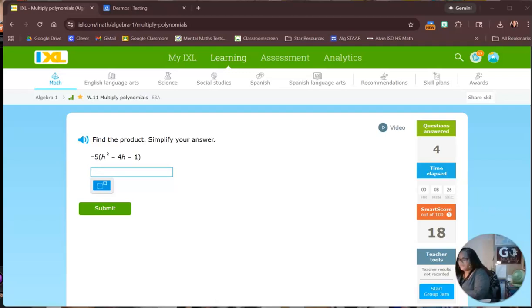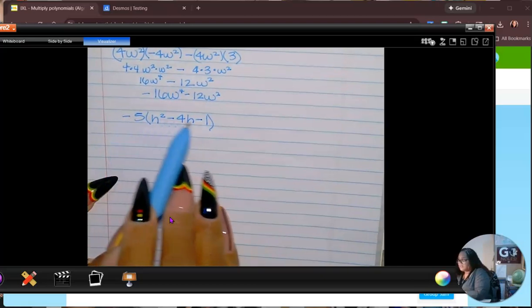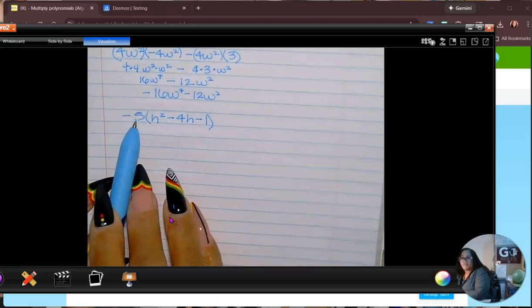Okay, we're still on 5/8a. Now we're doing negative 5 times h squared minus 4h minus 1. So I've got to do two parts to my distribution here. First, I have to change everybody's sign, and then I have to multiply by 5.